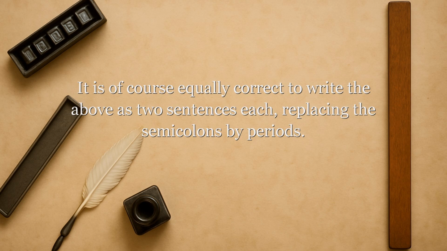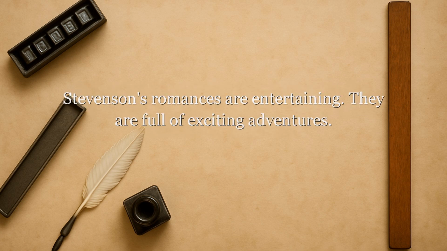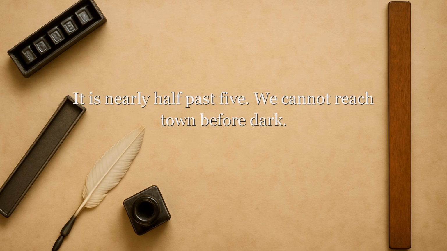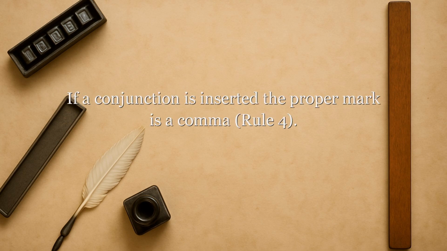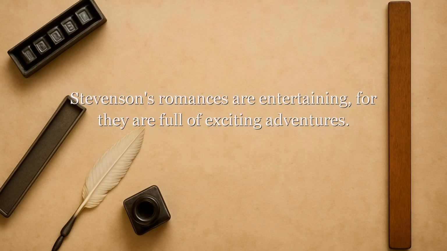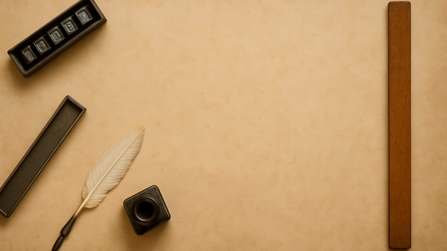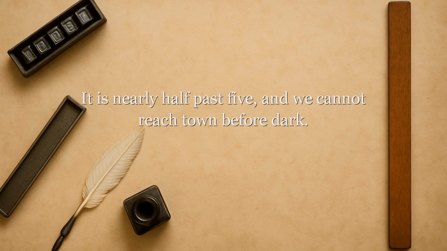It is of course equally correct to write the above as two sentences each, replacing the semicolons by periods. Stevenson's romances are entertaining. They are full of exciting adventures. It is nearly 5:30. We cannot reach town before dark. If a conjunction is inserted, the proper mark is a comma. Stevenson's romances are entertaining, for they are full of exciting adventures. It is nearly 5:30, and we cannot reach town before dark.